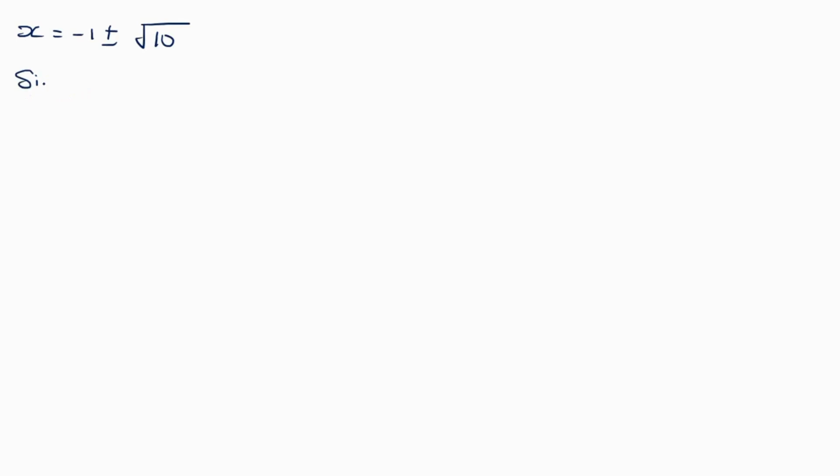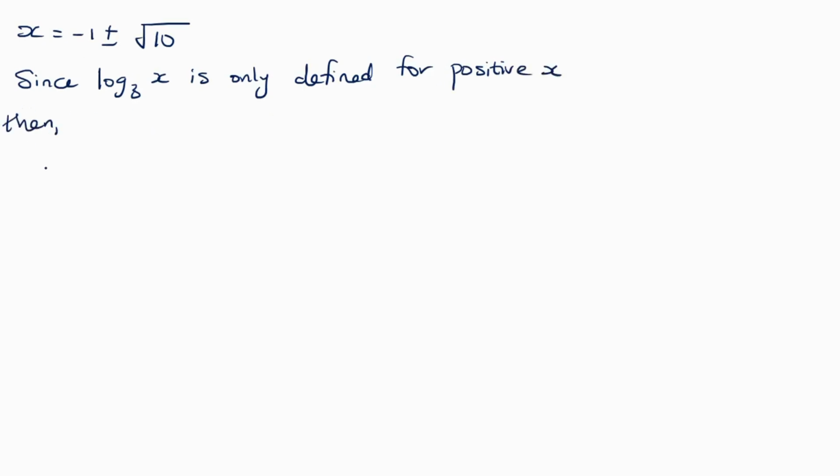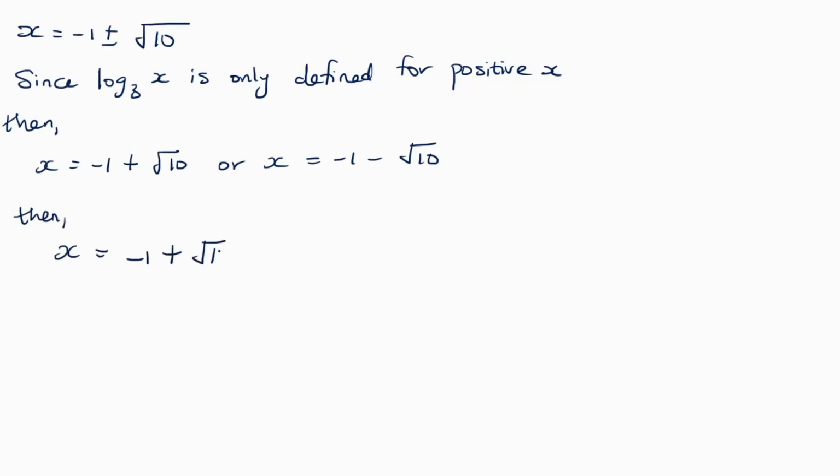Now from our question, log 3 of x is only defined for positive x. So from this we know that x is equal to minus 1 plus the root of 10, or x is equal to minus 1 minus the root of 10. But since log 3 of x is only defined for a positive x, then we only take the positive answer. So x is equal to minus 1 plus the root of 10, and this becomes our final answer.